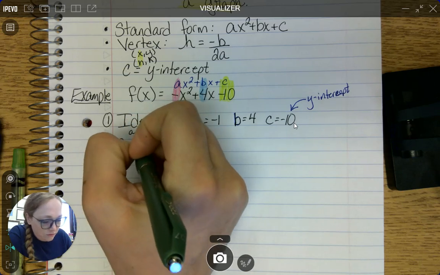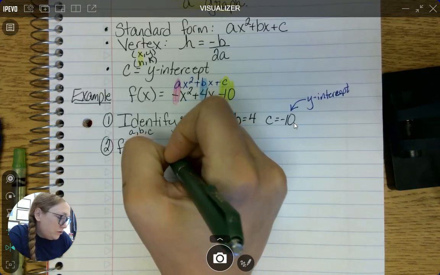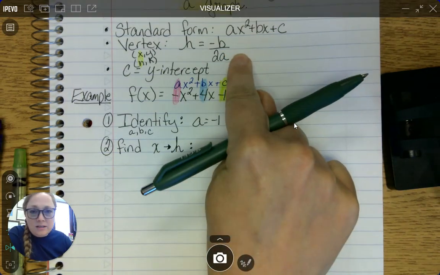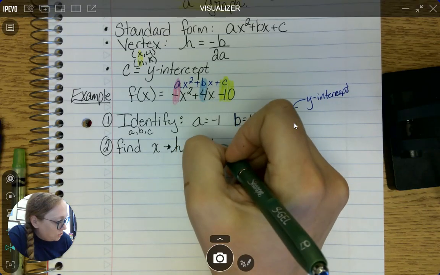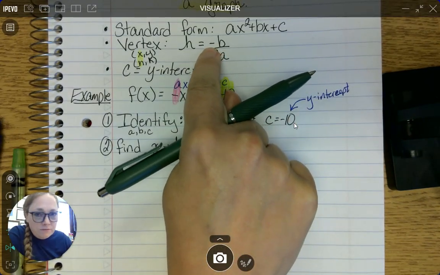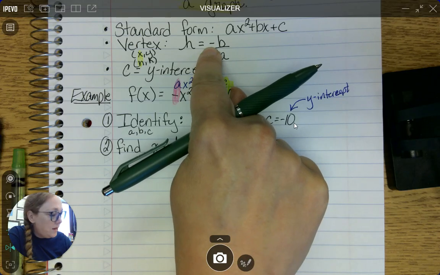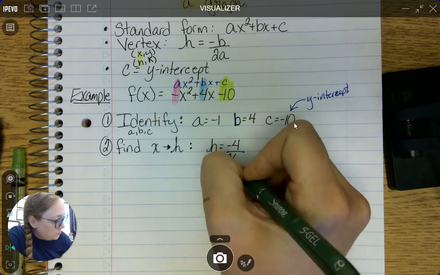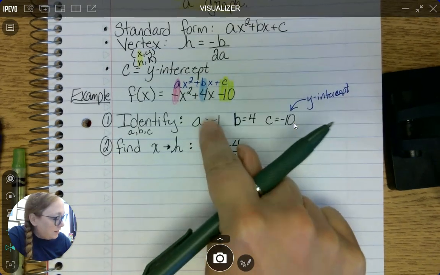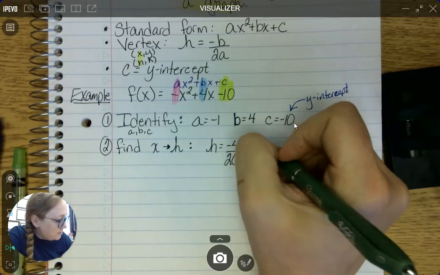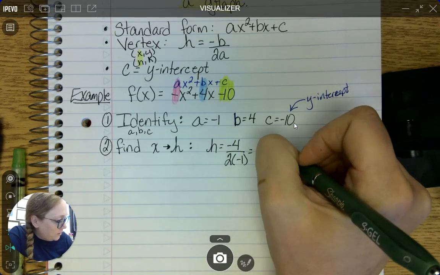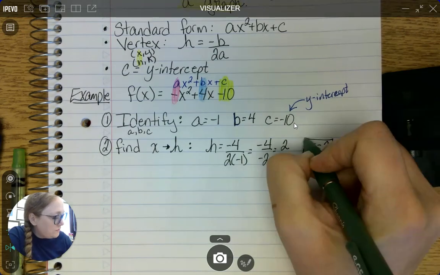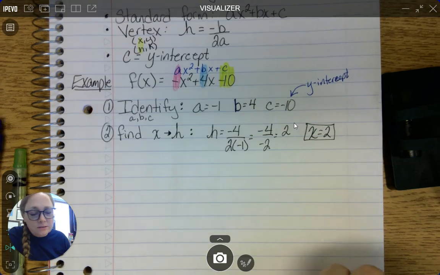Second, we are going to find x, which, remember, is h in our vertex form. I'm going to use that handy-dandy formula given to us right here. So h equals negative, I'm keeping that negative. Remember, we follow the rules of our formula. So negative b, so I'll put negative 4, divided by 2 times a, and a is negative 1. Solve this, and we get 2. So if h is 2, that means x is 2. So you just found the x coordinate of your vertex.